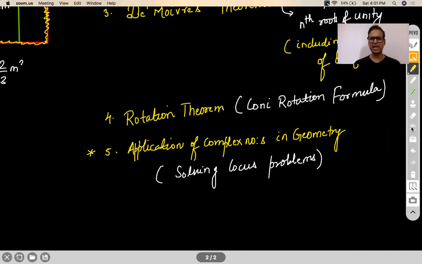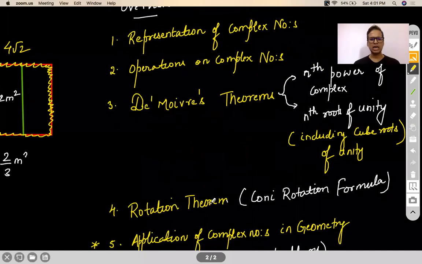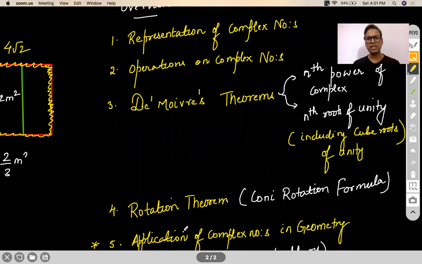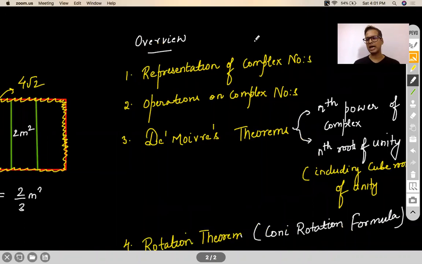So in a nutshell, this is what we are going to cover in this chapter. It looks to be simple, only five concepts, but each of these concepts is pretty long. Representation of complex numbers itself is going to take us 1.5 hours today, and some of the operations we are going to introduce in today's class. So this is the overall content of your complex numbers chapter. Now, how many classes will it take? I think 3 classes minimum.